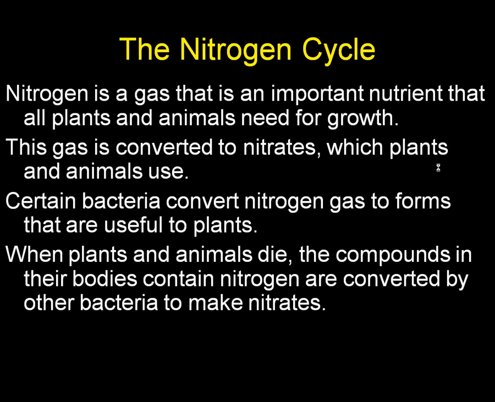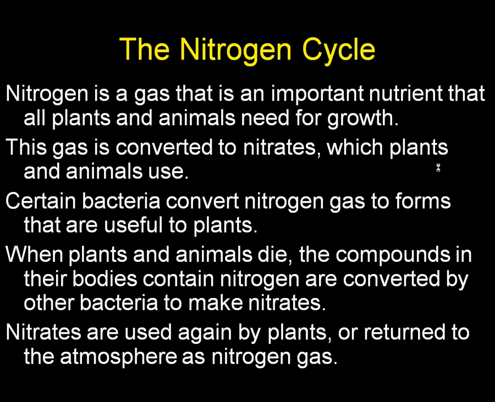And when plants and animals die, the compounds in their bodies containing nitrogen are converted by other bacteria to make nitrates. Nitrates are used again and again by plants or returned to the atmosphere as nitrogen gas. And so that's the nitrogen cycle.